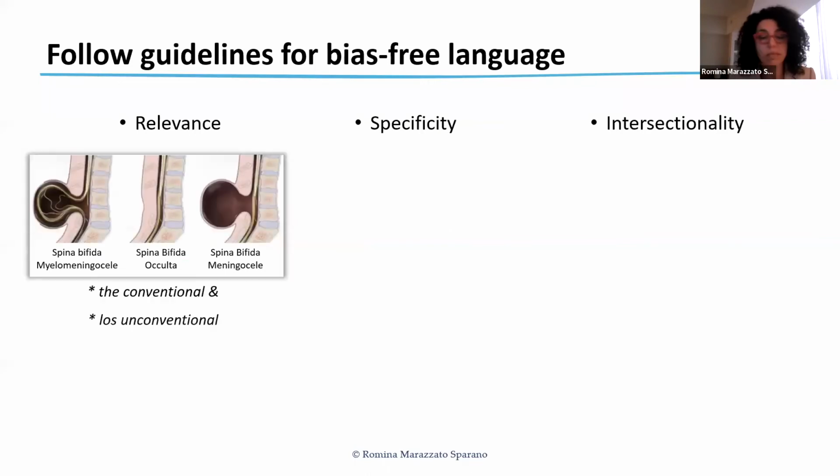The guidelines from the APA, for instance, for using bias-free language really tell us that we need to be relevant, and we need to be relevant in ways that are also connecting with the existing body of knowledge. For instance, in this example, a researcher was trying to be empathetic by not using the word normal in a very statistical sense. And so they came up with a new word, the conventional and the unconventional, and this is very confusing.